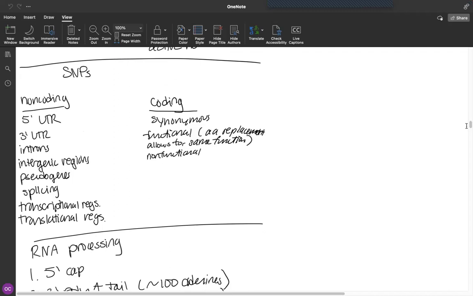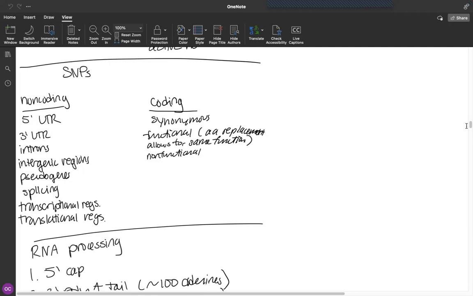And likewise, there is a lot of variation that can happen all throughout these different processes. So here's just some examples of areas that can have single nucleotide polymorphisms, SNPs, just single base pair changes. In the non-coding region, you could have a SNP at the 5' untranslated region or the 3' untranslated region. It could happen in the introns, intergenic regions between these genes. In the pseudogenes, it can happen in splicing areas, and in the transcriptional and translational regulators.